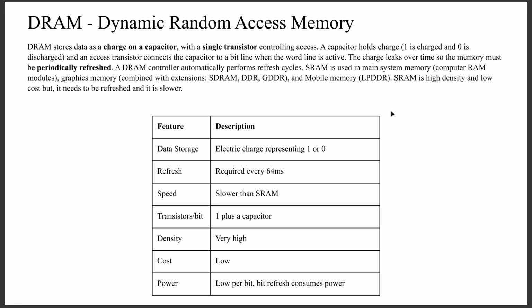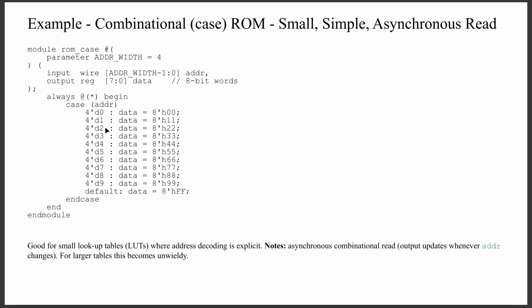SRAM is used in main system memory, graphics memory, and mobile memory. SRAM is higher density and lower cost, but it needs to be refreshed and is slower.